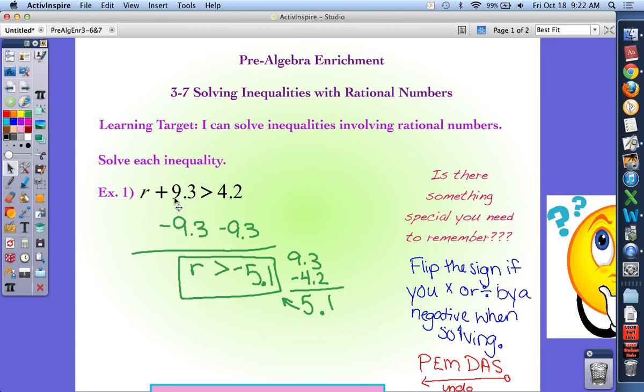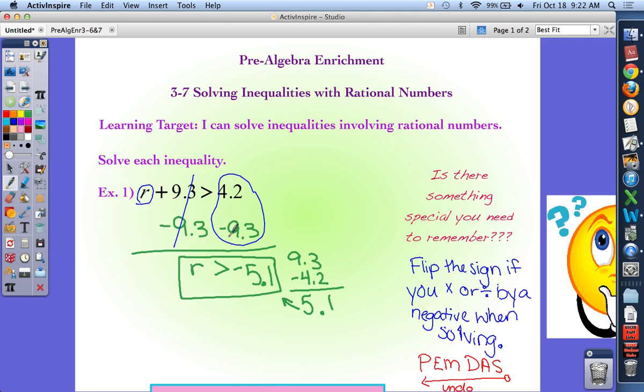You see a plus 9.3, so we subtract it from both sides. And we're doing that subtraction because we want these to cancel on the left. They do cancel. That leaves me just my variable, just r. And I didn't multiply or divide by negative, so I keep the inequality symbol.